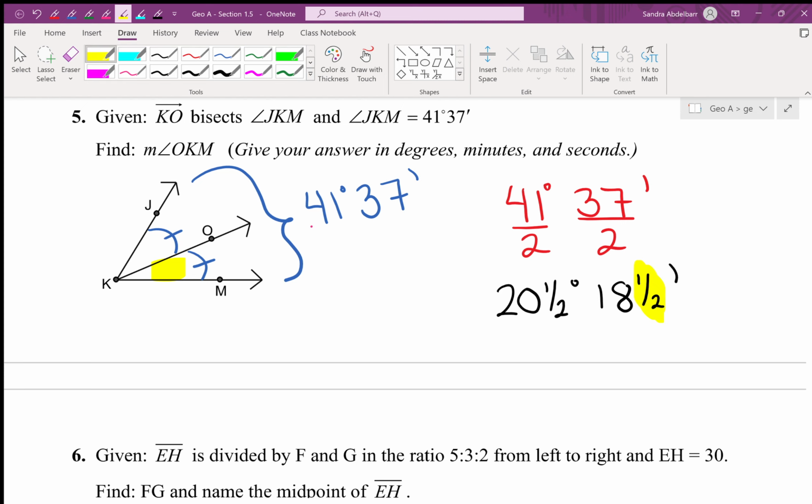Well, 1 full minute is how many seconds? 60. Sorry. 1 full minute is 60 seconds. So half a minute is how many seconds? 30. So do you agree this would be 20 and a half degrees, 18 minutes, and 30 seconds? Can I leave it like this? No. So now I still have that fractional part.